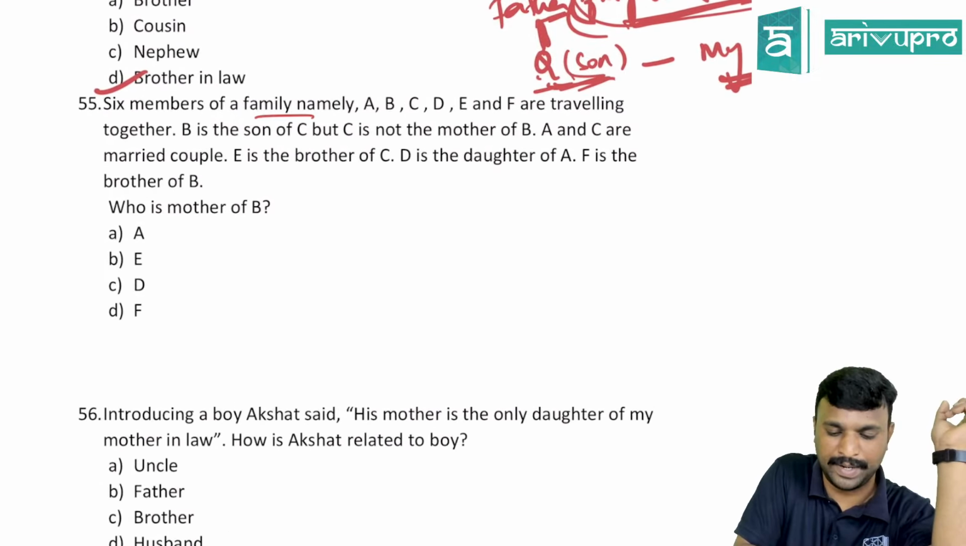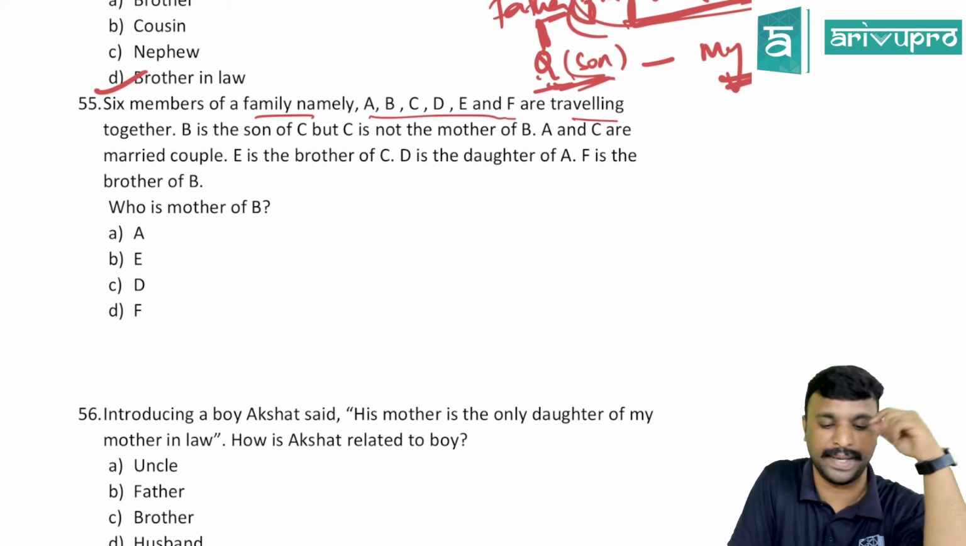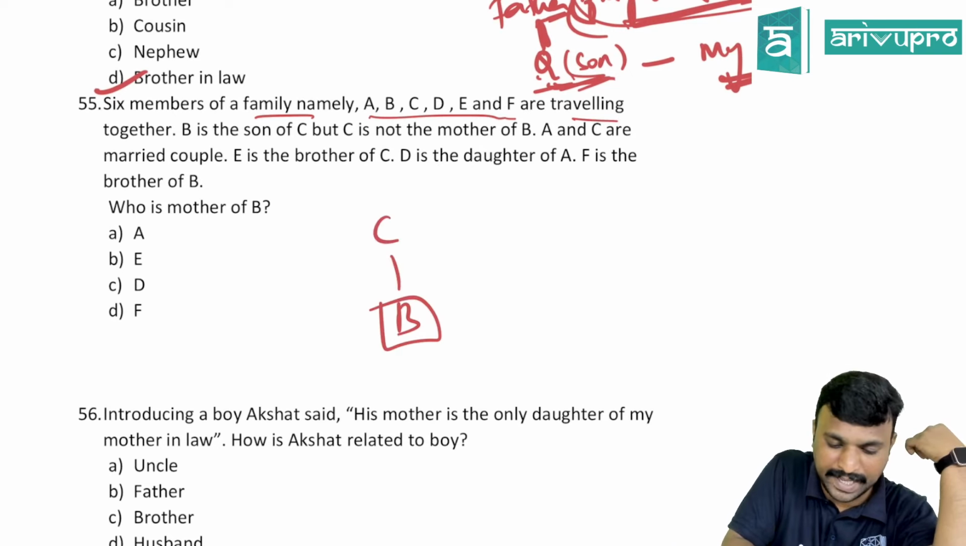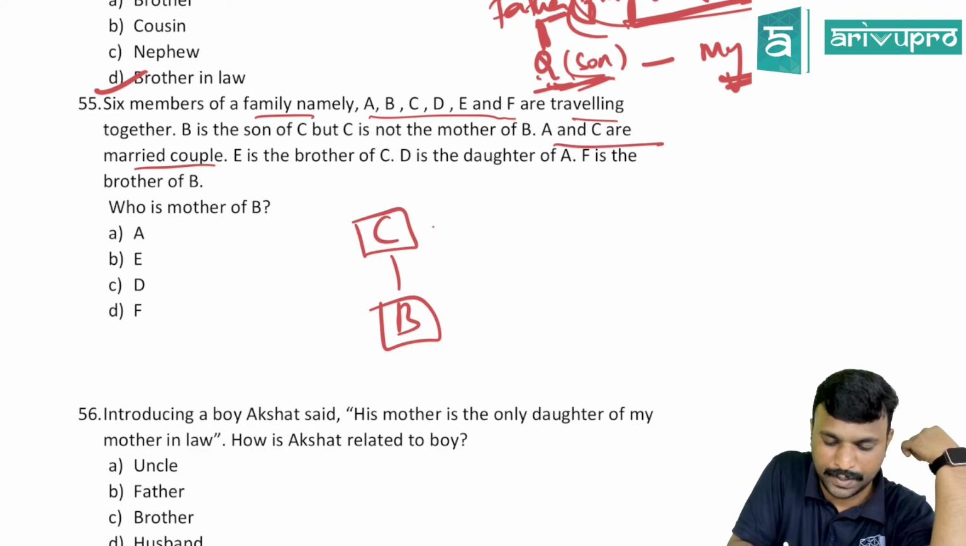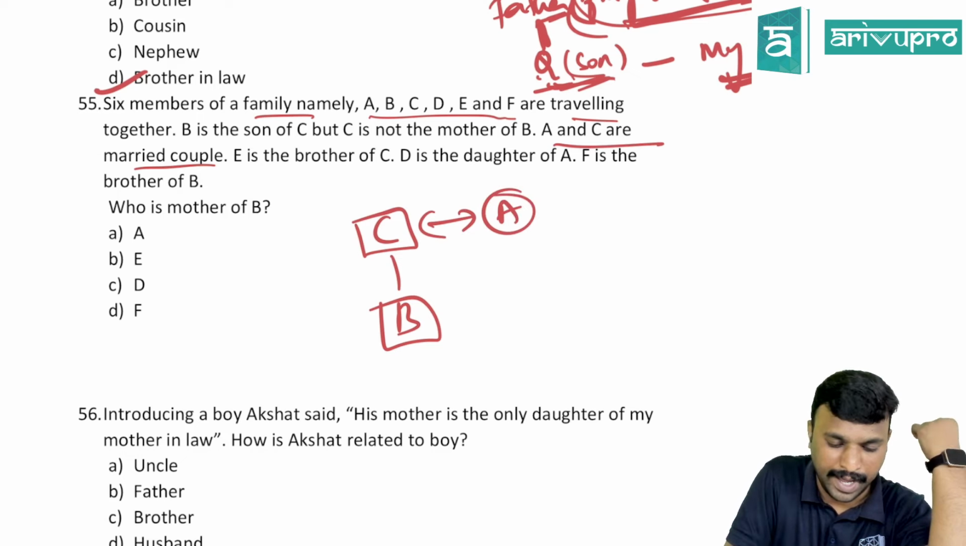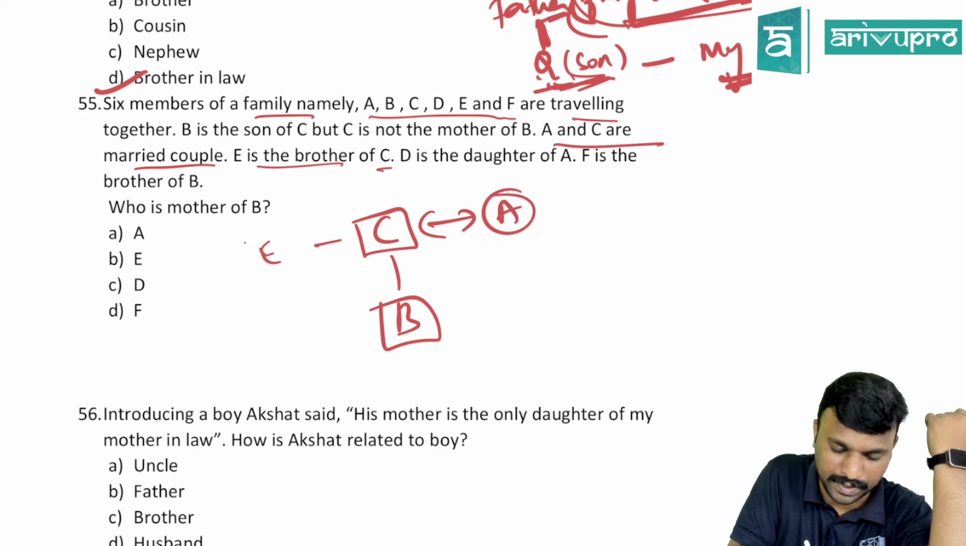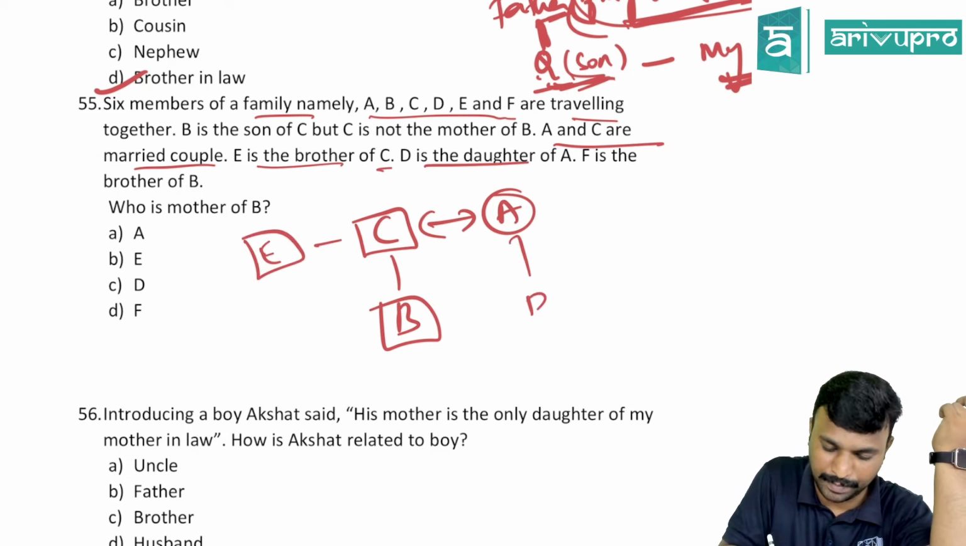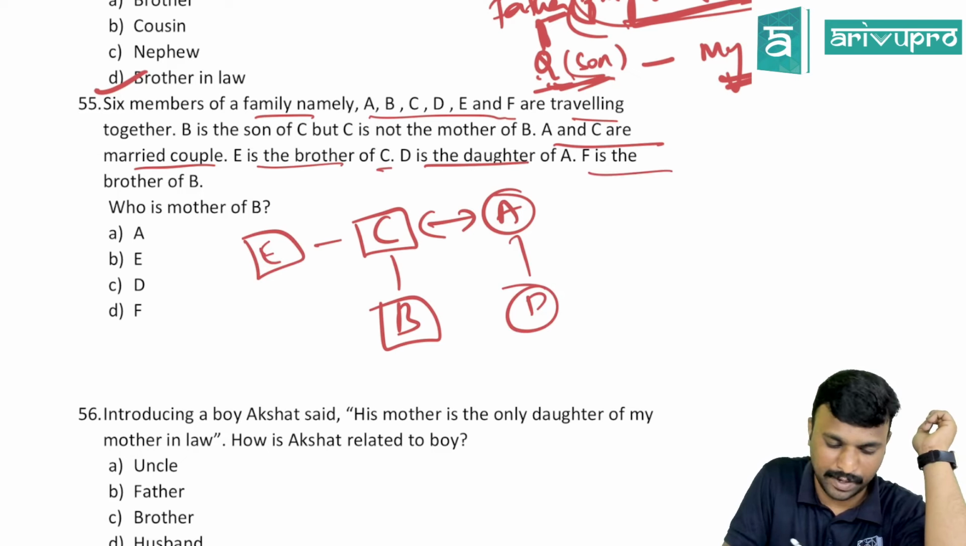6 members of a family A, B, C, D, E, and F are traveling together. B is the son of C. But C is not a mother. C should be definitely father. A and C are married couple. So A should be a female. And then E is a brother of C, so sibling. D is a daughter of A. So D should be here. And F is a brother of B. So F should be here.